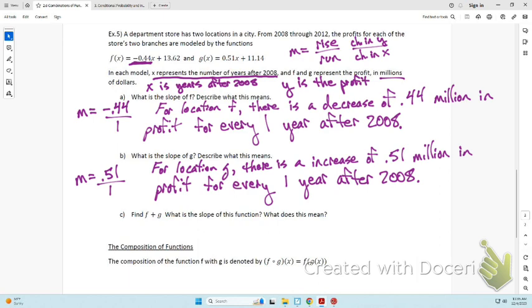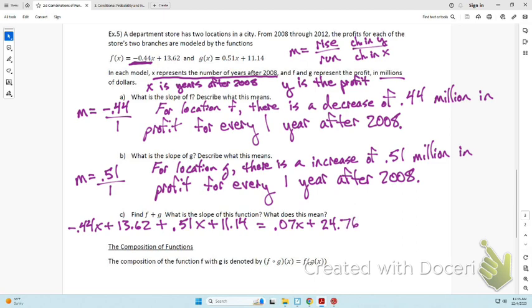For part C, we're going to go F plus G. So we are going to write F, negative 0.44x plus 13.62, plus, we're going to add G's function to it, 0.51x plus 11.14. So we end up combining like terms. Negative 0.44 plus 0.51 is positive 0.07x. 13 and 11 is 24.76.